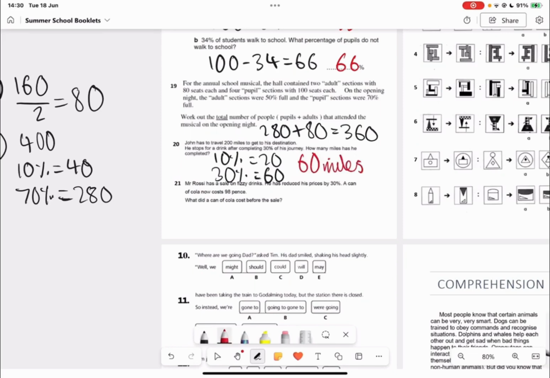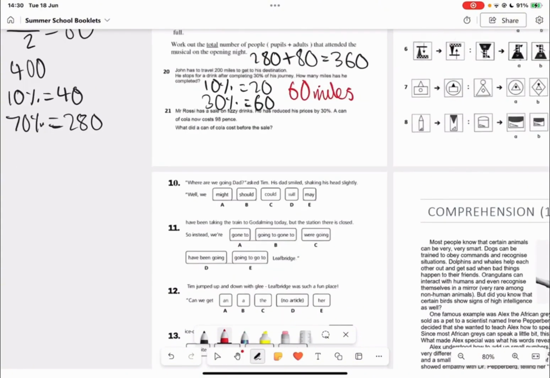And then question 21. Mr. Rossi has a sale on fizzy drinks and he's reduced the prices by 30%. A can now costs 98 pence. So what did it cost before the sale? So we know that 98p is equal to 70% of the total value, because 100 minus 30 is equal to 70.